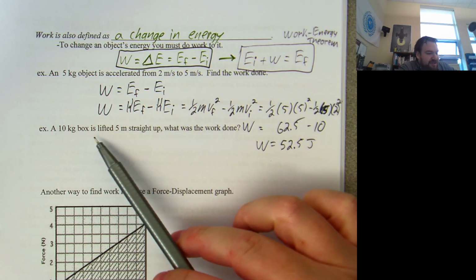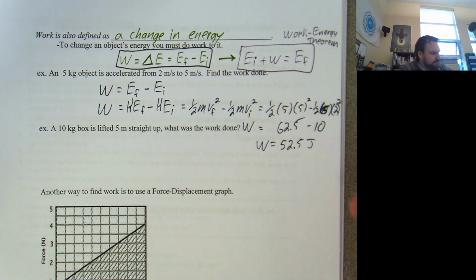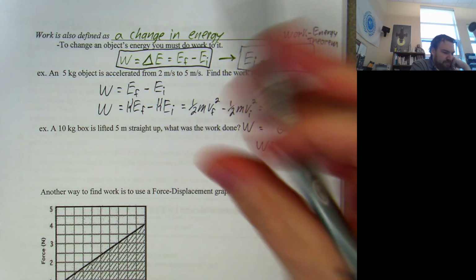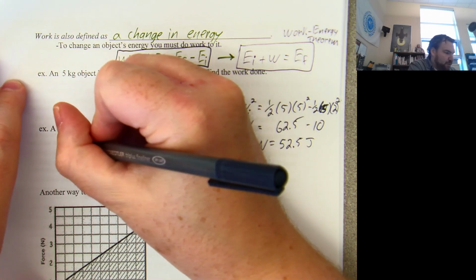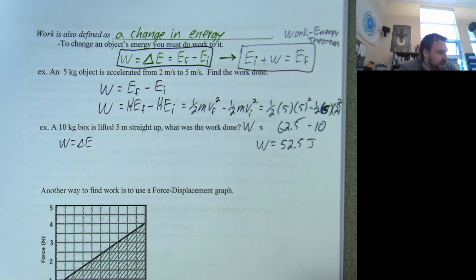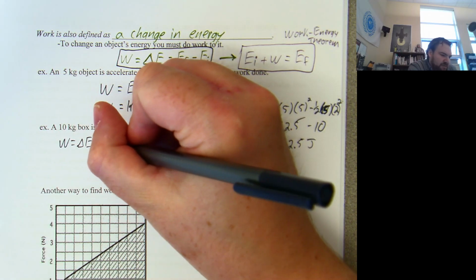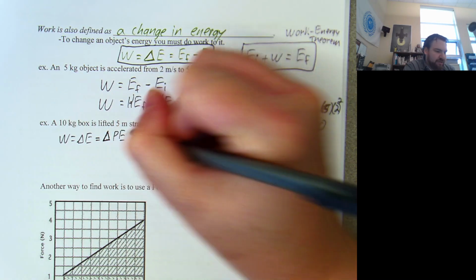A 10 kilogram box is lifted 5 meters straight up. What was the work done? Well, what kind of energy is changing here? Work is going to be equal to a change in energy. If you're lifting a box straight up 5 meters, what kind of energy is being changed? Potential energy. So this is going to equal a change in potential energy.